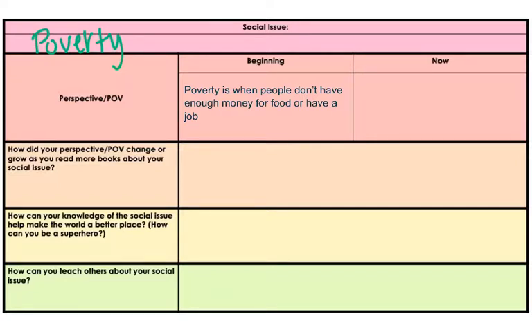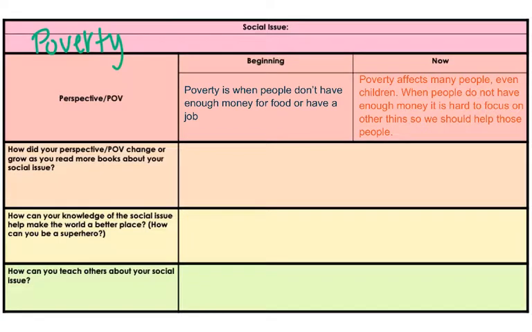Now, I have a different point of view. And the more I think about it, I think about poverty affects many people, even children. When people don't have enough money, it is hard to focus on other things. So we should help those people. So I put that in my now box, okay? Now let's look at the next box.